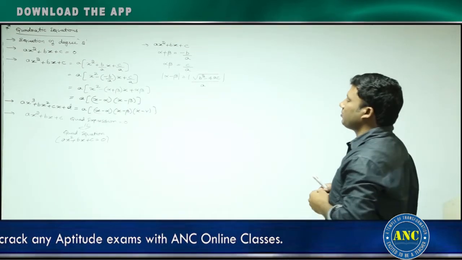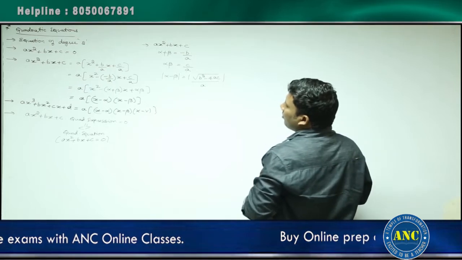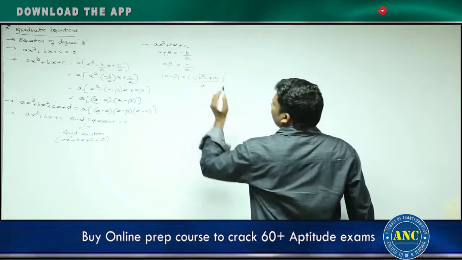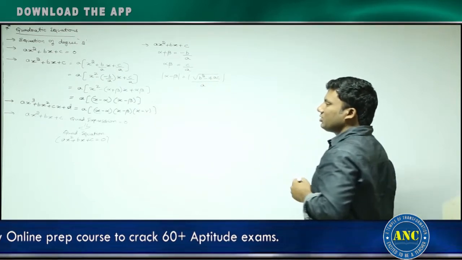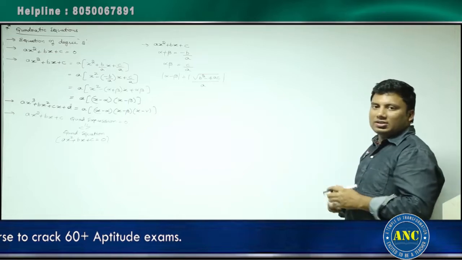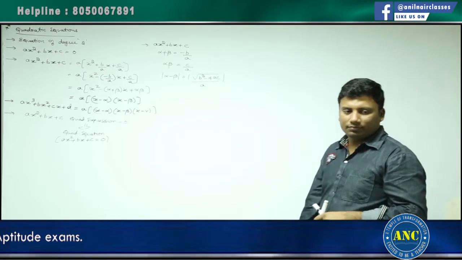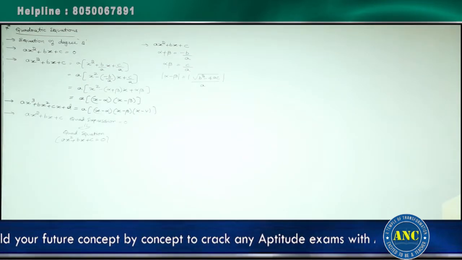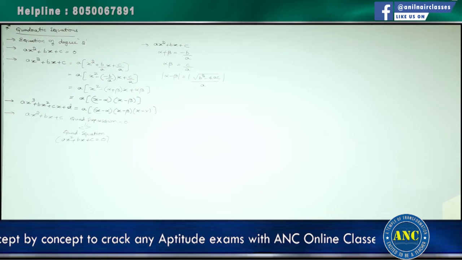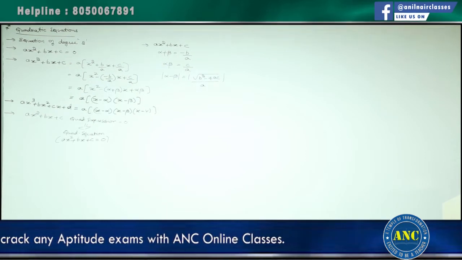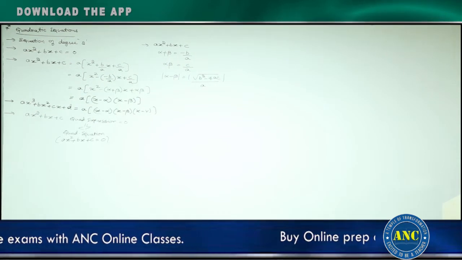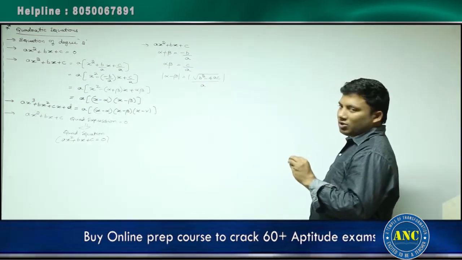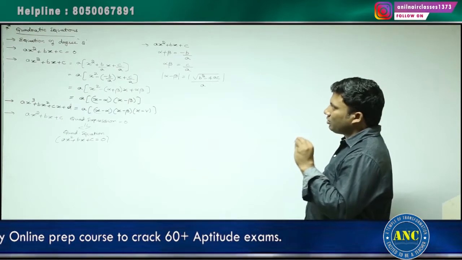In the quadratic expression ax square plus bx plus c, sum of the roots and product of the roots. Sum of the roots will be minus b by a, product of the roots is c by a.